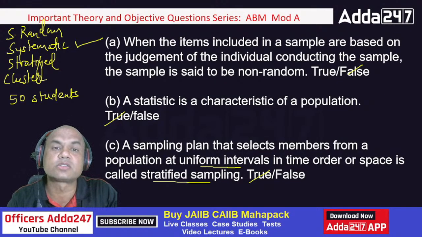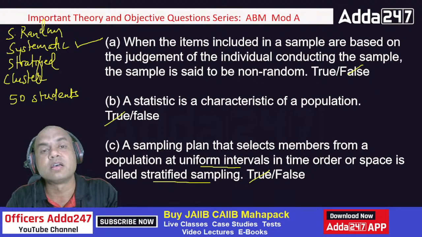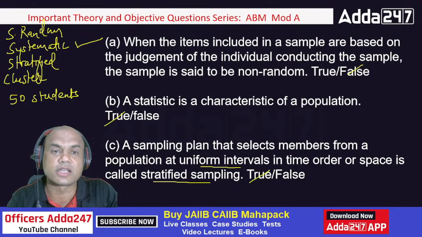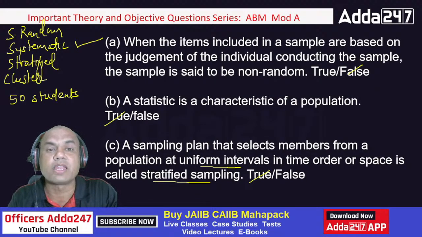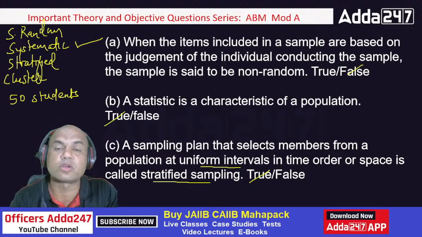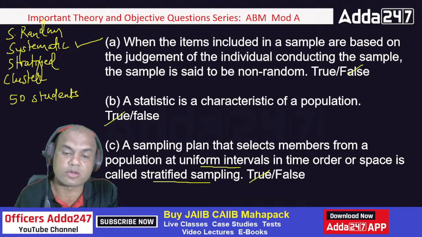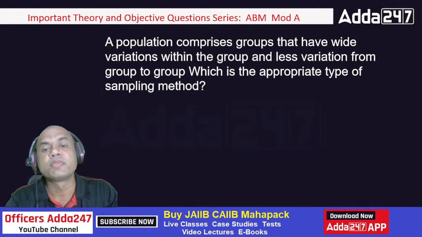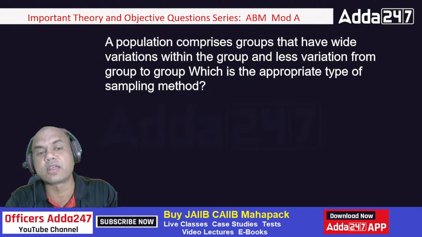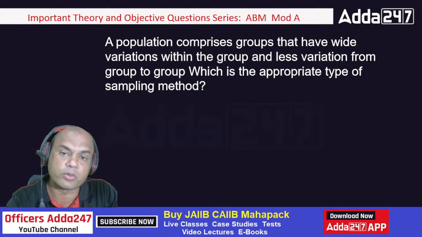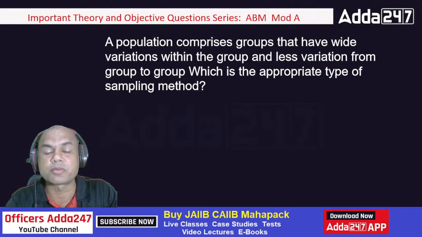If I tell the students to get collected like Tamil Nadu students come this side, Maharashtra students come this side, Kashmir students go that side, when I collect them state wise, that is called as cluster. So here the answer is uniform interval, so it is systematic, and the stratified answer is wrong. Okay. A population comprises groups that have wide variations within the group and less variation from group to group. Which is the appropriate type of sampling method?